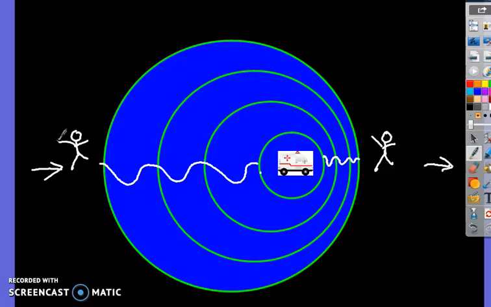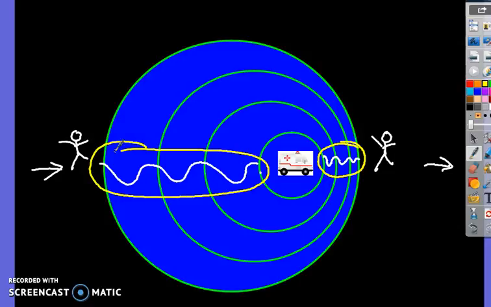When it was coming toward us, we heard a sound wave that looked like that. When it was traveling away from us, we heard a sound wave that was like that. Okay, and this also occurs with light, not just sound.